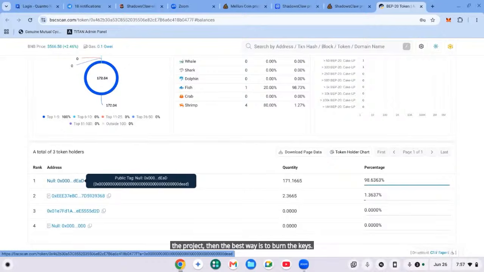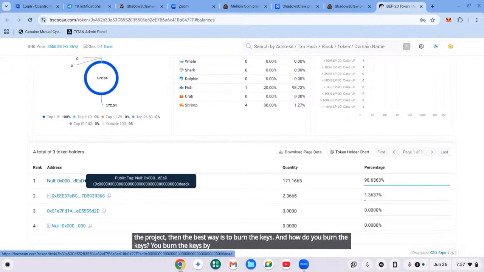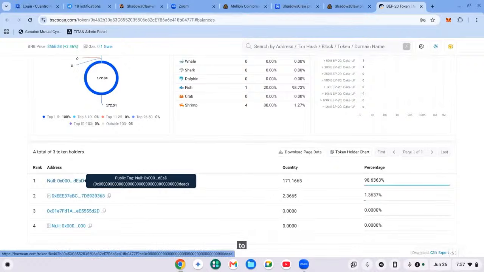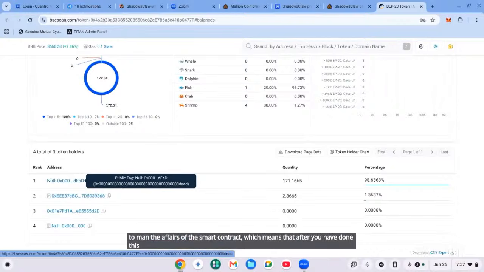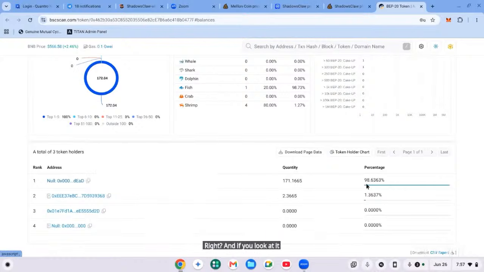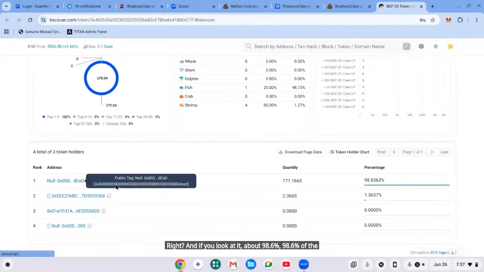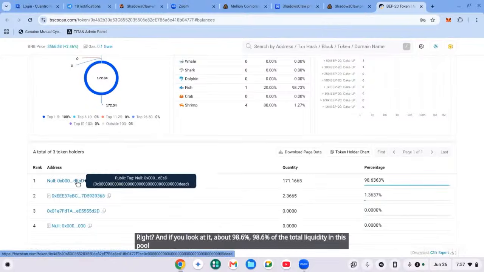And how do you burn the keys? You burn the keys by throwing them to the dead wallet, which means that after you have done this, the only way this money could move in and out is by interacting with the original smart contract through which this liquidity has been provided, right? And if you look at it, about 98.6% of the total liquidity in this pool has been locked in the dead wallet.